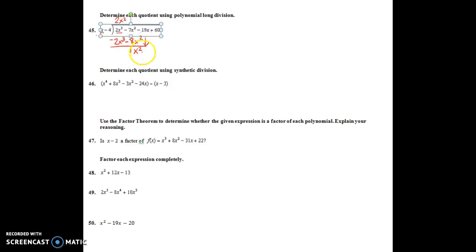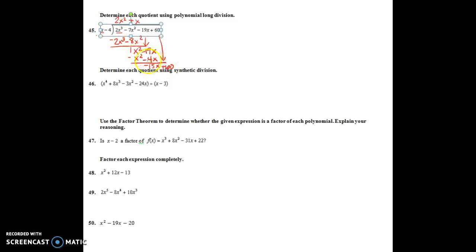And then you bring down the negative 19x. Then you go back here and you ask, how do I make an x become an x squared? By multiplying it by an x. And so you get x squared when you distribute, minus 4x, and then you subtract. Negative 19 minus a negative 4 is actually adding 4. So you get negative 15x, and you bring down the positive 60.